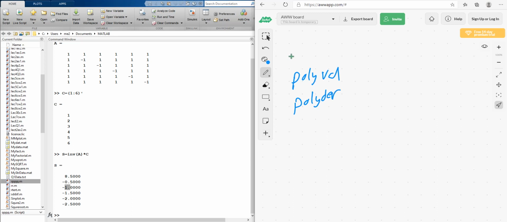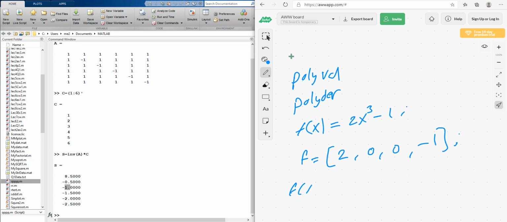As an example, say the function f of x equals 2x^3 minus 1. How can we write this f in MATLAB? It equals the coefficient of the highest power, which is 2, followed by the next one, x to the power 2, we don't have, it is 0. Next, x to the power 1, we don't have, it is 0. And the constant here is minus 1. This is the f. Now if we want f of 1, as an example, what's the value of f in MATLAB? We can write polyval, the polynomial f at x equal to 1.